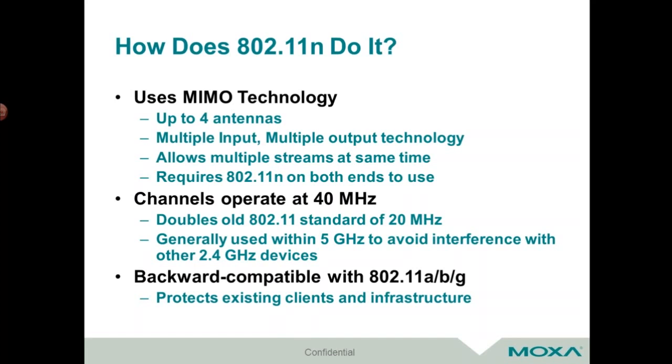Now there is one thing to keep in mind when it comes to the backwards compatibility. The 802.11n standard is only backwards compatible to the same frequency standards that it's running off of. So if, for example, you're running 2.4 gigahertz N, it will only be backwards compatible with B and G and not with A. And conversely, if you are running 5 gigahertz 802.11n, it's only going to be backwards compatible with 802.11a and not B and G. So just something to keep in mind.